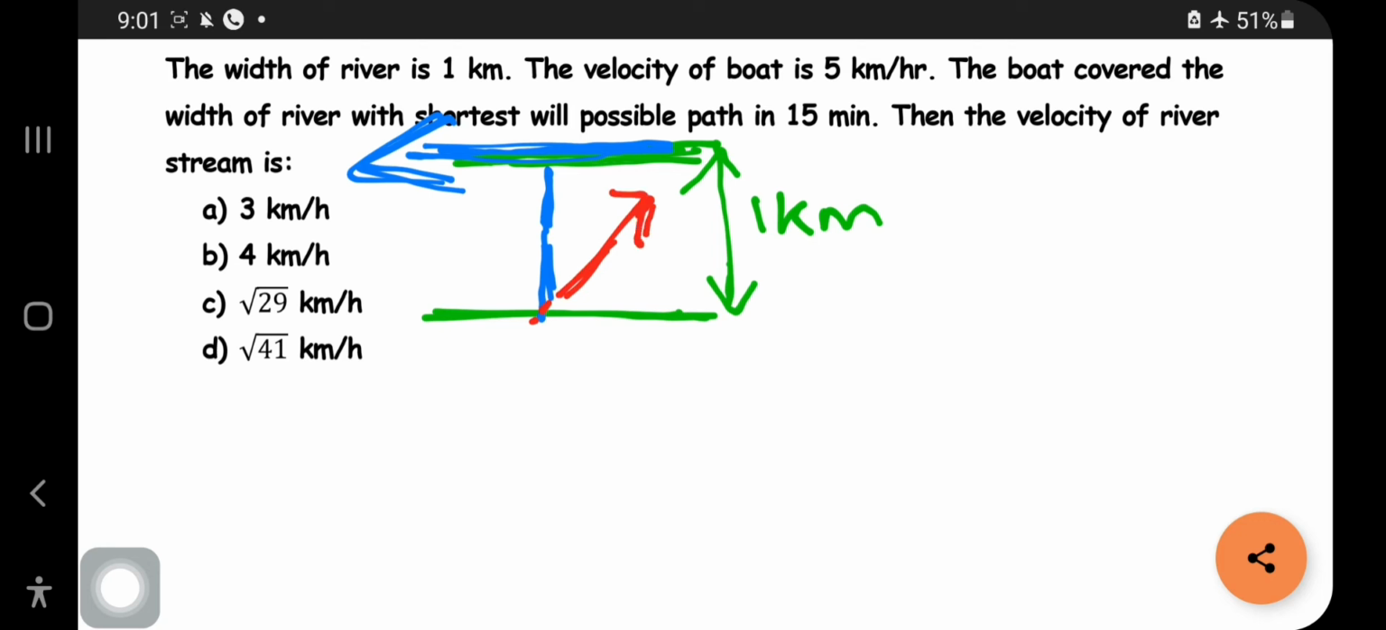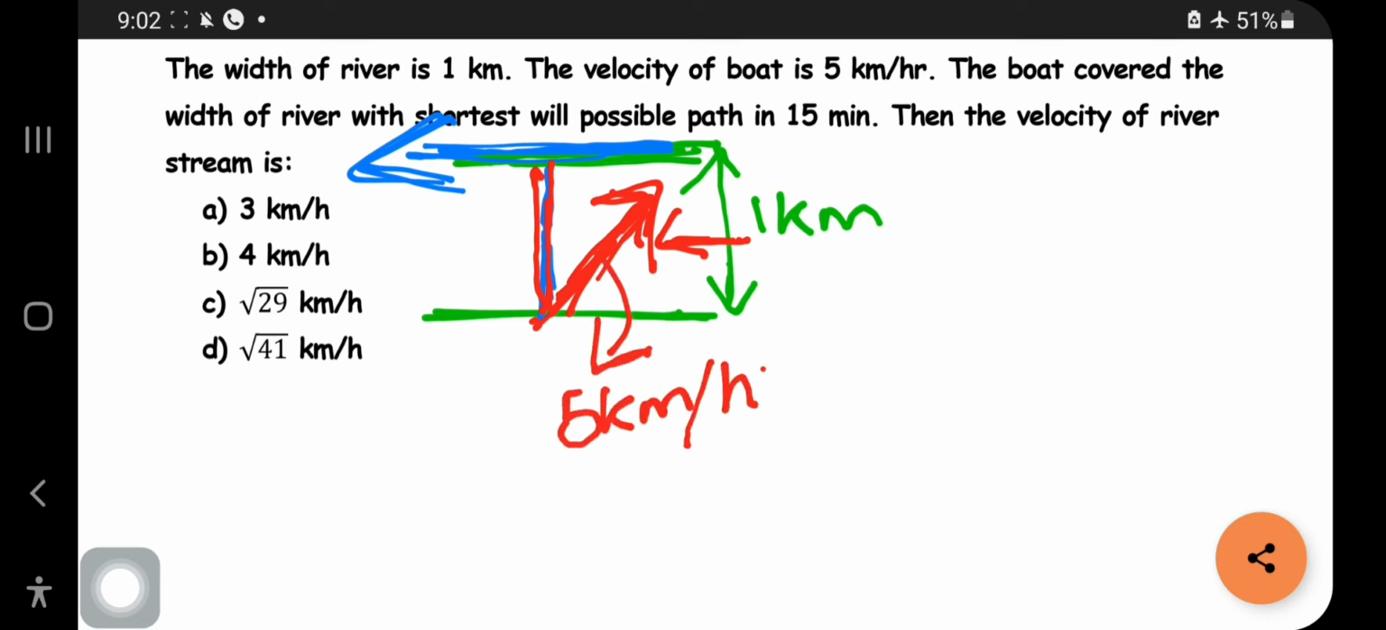If it moves like this only, see, it is a practical thing, the river will make the boat move in a straight line. That is the concept regarding this. So for the shortest path, the boat will move like this. This is important. For the shortest time, the boat will move like this. So it will move in the shortest path. This is important. So it is moving with 5 km per hour.